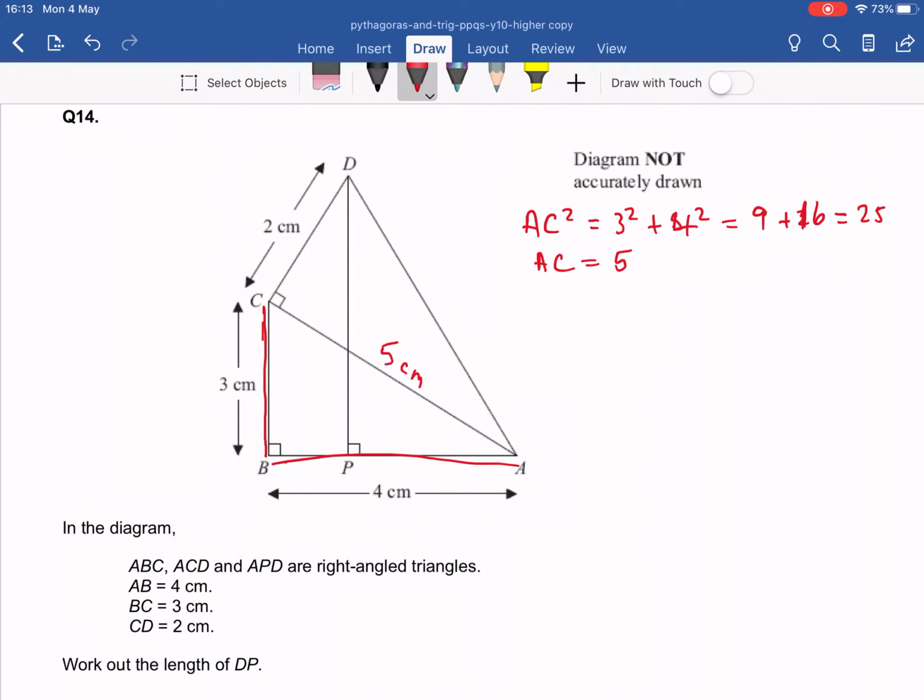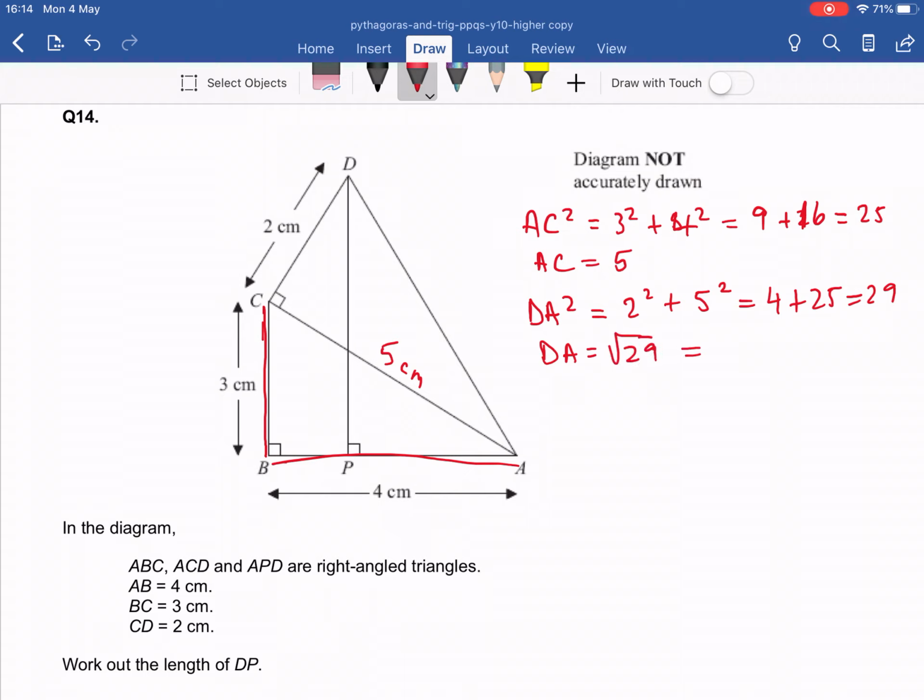Now I can move on, and in triangle ACD, I can now work out DA or AD. And I'm going to do that by Pythagoras as well. So I'm going to say that DA squared, again, it's a hypotenuse, so I'm going to be squaring and adding. So 2 squared plus 5 squared, that's 4 plus 25. That's 29. I'm not going to square root it just yet. So DA squared is equal to 29, but DA is equal to the square root of 29.